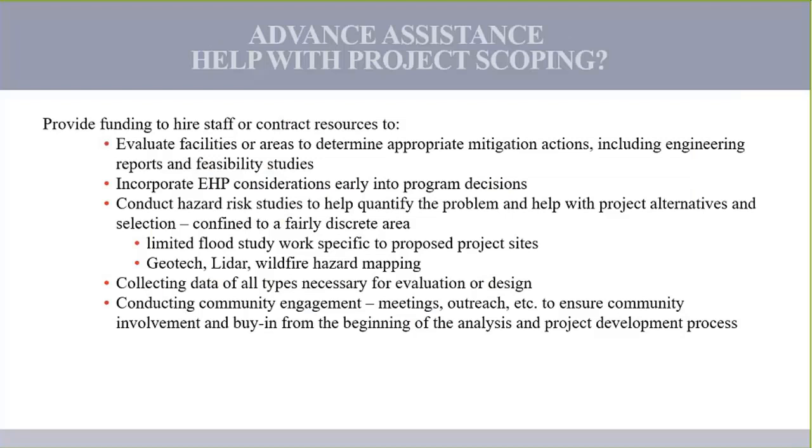So how can advanced assistance help with project scoping? It can do this by providing funding to staff and contract resources. So let's say you have a hazard of flooding in your community, but you don't know, should I elevate all these houses? Should I move them? You can use this advanced assistance money to work through problems like that, evaluate the facilities you're looking at to determine if that mitigation action of elevation or relocation is right, and getting engineering reports and feasibility studies. Could a house even be raised? Is it in a condition that can be elevated?